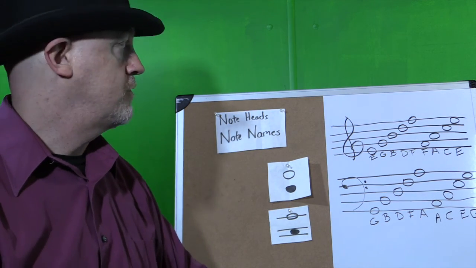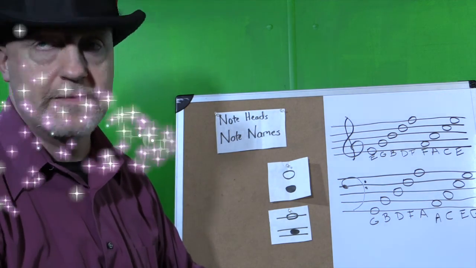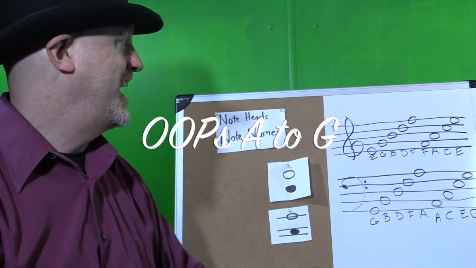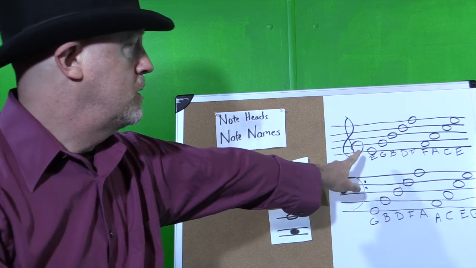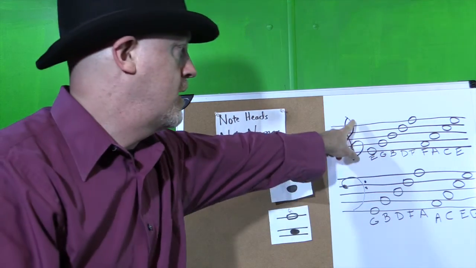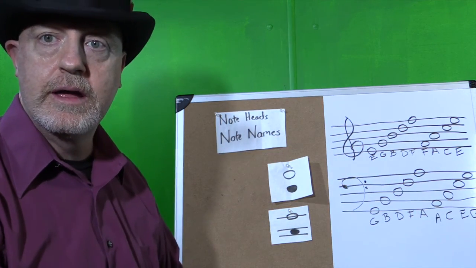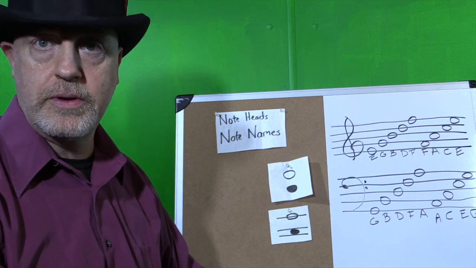Now the musical alphabet is A to G. And when we put these note heads on the 5 lines of the staff, that tells us what notes to play.